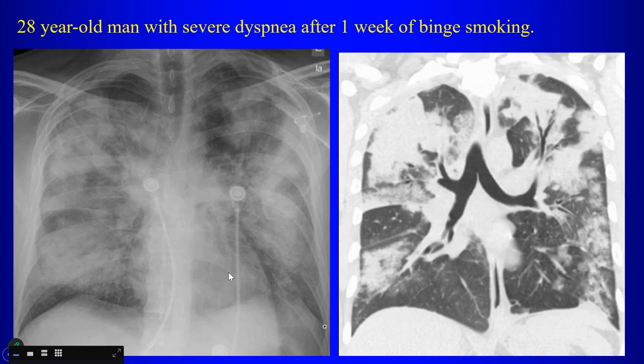A 28-year-old with severe shortness of breath after one week of binge smoking. You can see the widespread consolidations, and pretty bad disease there on the CT. Of course, if we see something like this, you'd ask questions about vaping also, right? Because that can give you this kind of acute lung injury picture. But when we're talking about eosinophilic lung disease, this is a characteristic history for a particular one of those disorders. Which one?